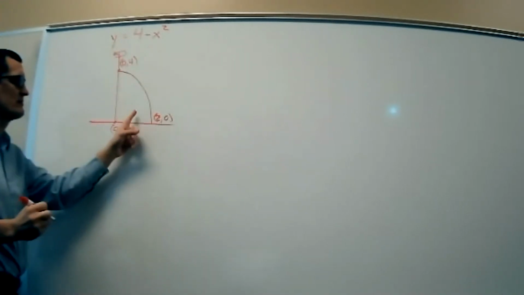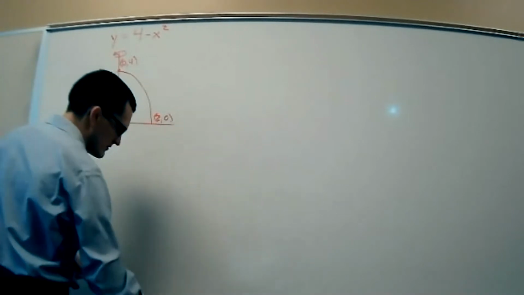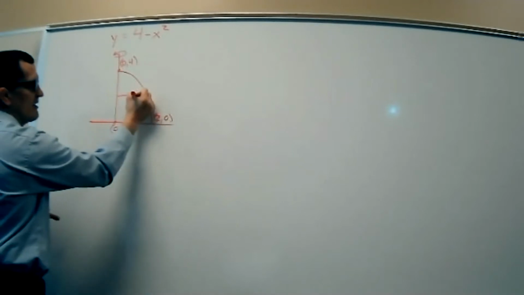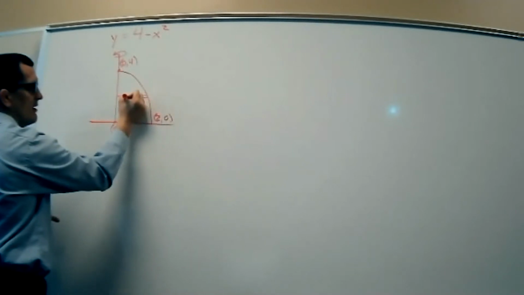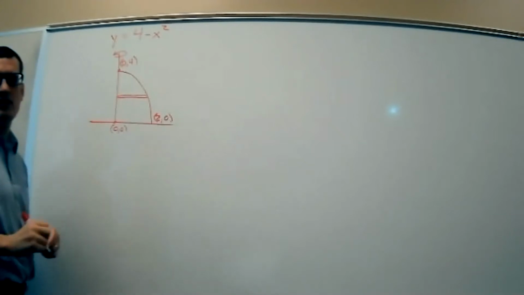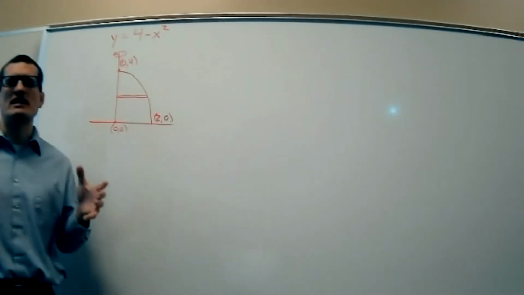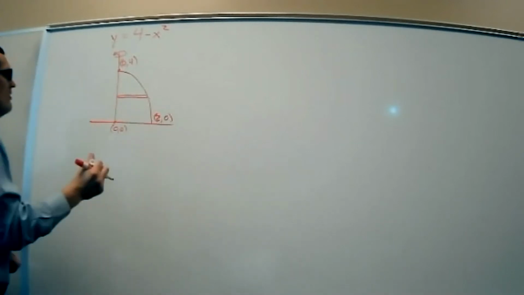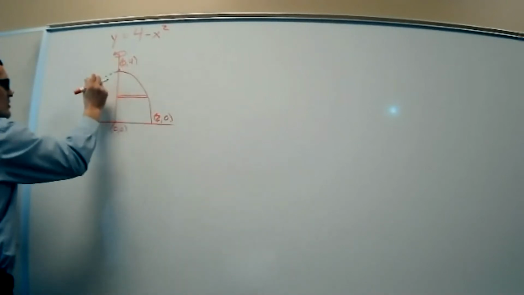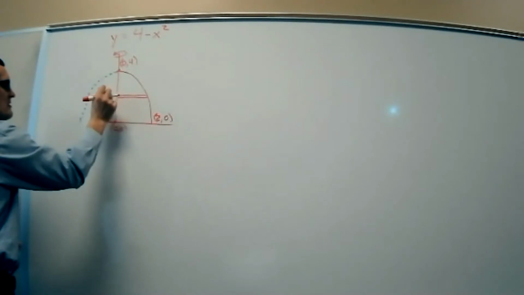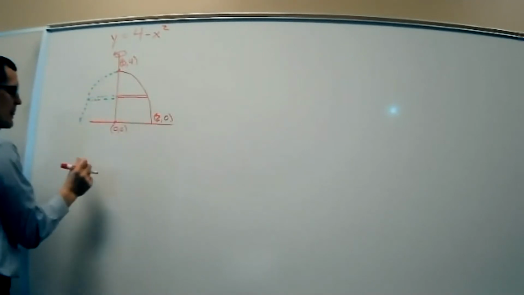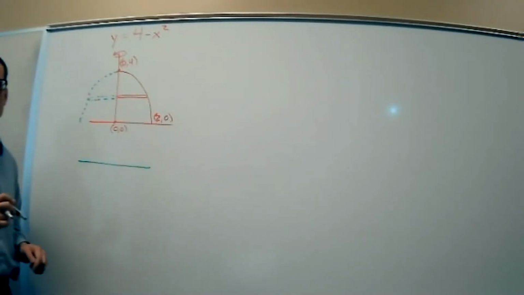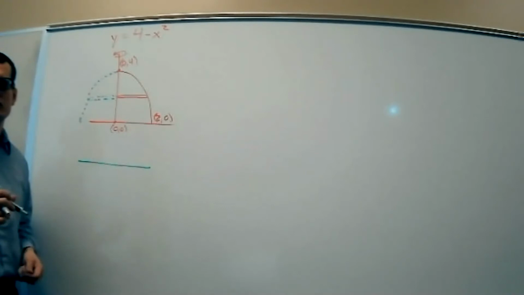Now, if you do that, in order to create a disk, you're going to have to draw your rectangle this way. All those rectangles, those infinitely many rectangles, you're going to have to draw that way. And you're going to create a bunch of disks that are all flat, right? That are all horizontal shape.